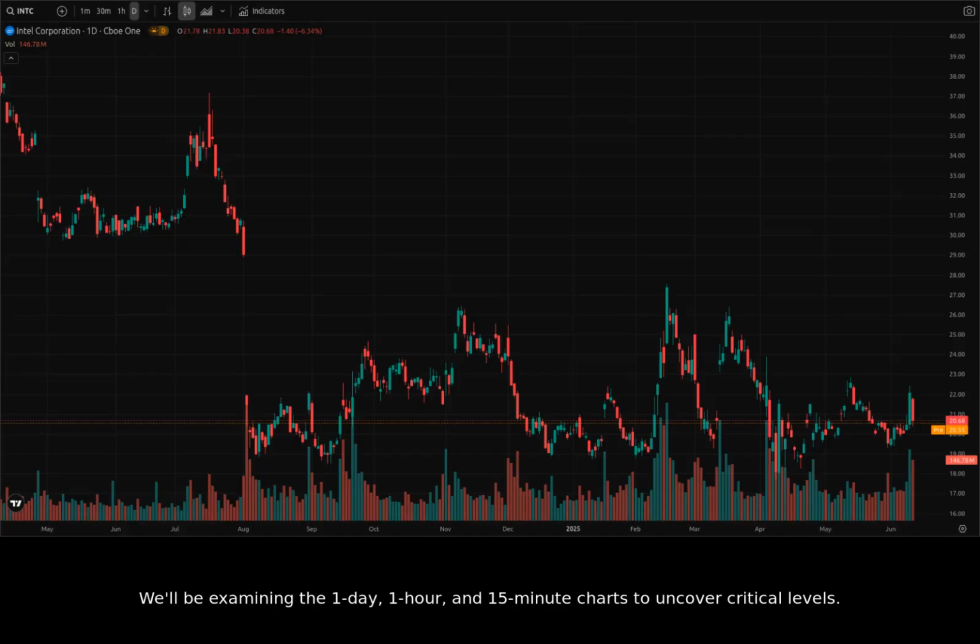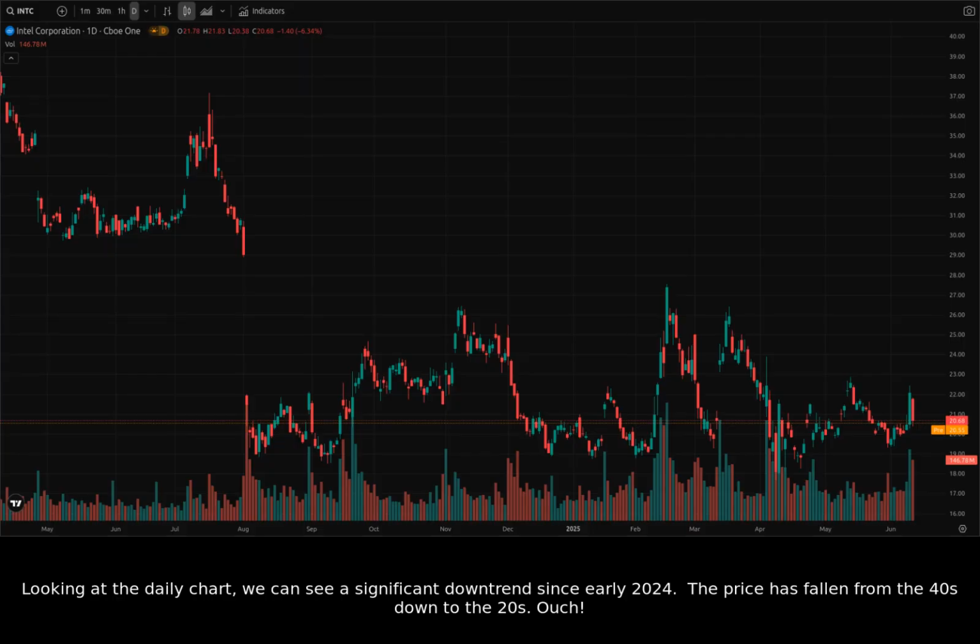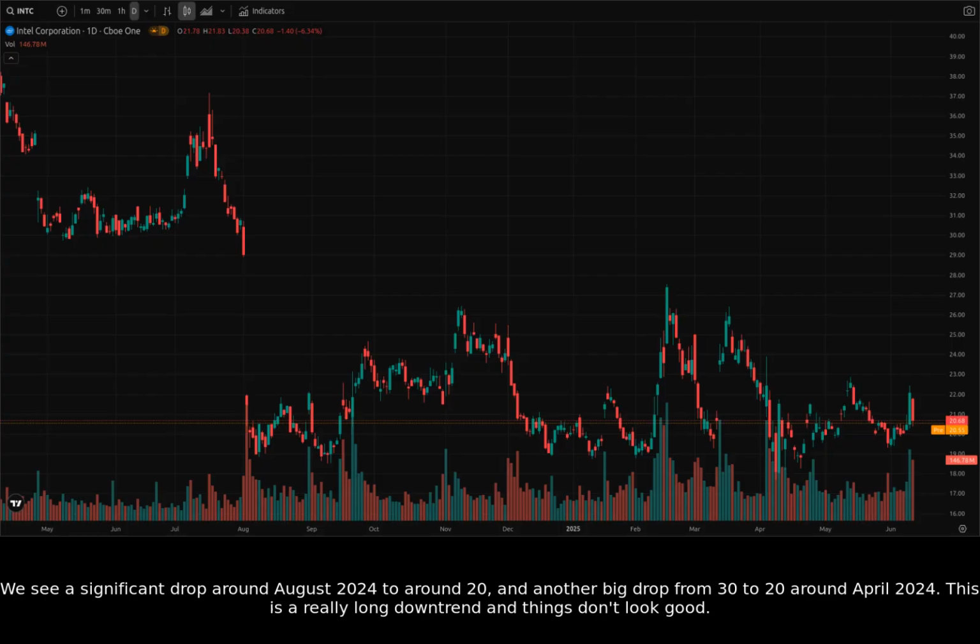We'll be examining the 1-day, 1-hour, and 15-minute charts to uncover critical levels. Let's start with the daily chart to get a broad overview. Looking at the daily chart, we can see a significant downtrend since early 2024. The price has fallen from the 40s down to the 20s. Ouch! We see a significant drop around August 2024 to around 20, and another big drop from 30 to 20 around April 2024.